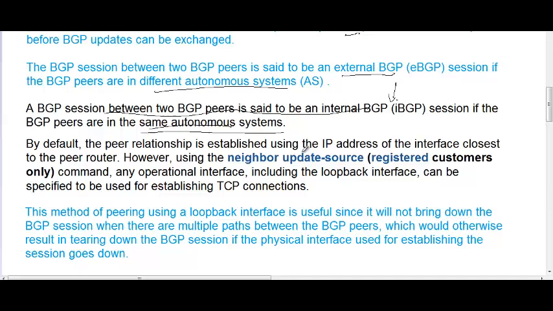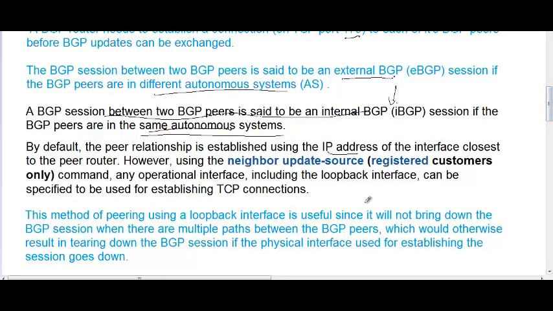By default, the peer relationship is established using the IP address. Meaning, if I have two routers and I want to form a neighbor between these two routers, let's say this is A and this is B, and the IP address of this interface is 10.0.0.1, the IP address of this is 10.0.0.2. Now these two routers can form a neighbor by using the IP address of the interface.